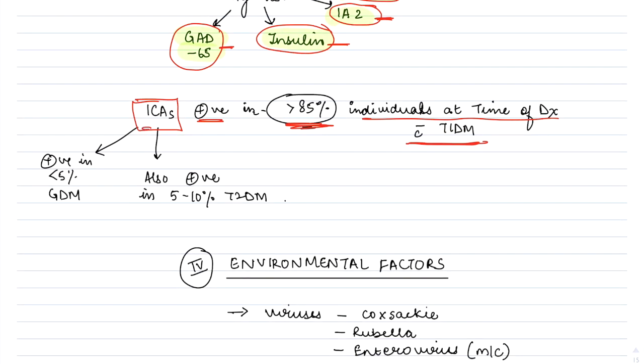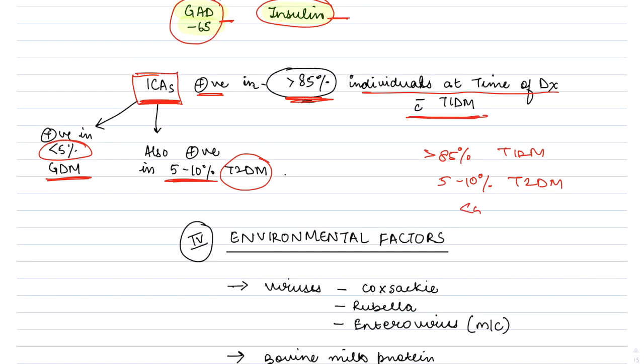Islet cell autoantibodies can also be found in other types of diabetes. In type 2 DM, they are positive in 5 to 10% of patients, while in gestational diabetes, they are positive in less than 5% of patients. More than 85% of patients with type 1 DM at presentation will be positive for islet cell autoantibodies.